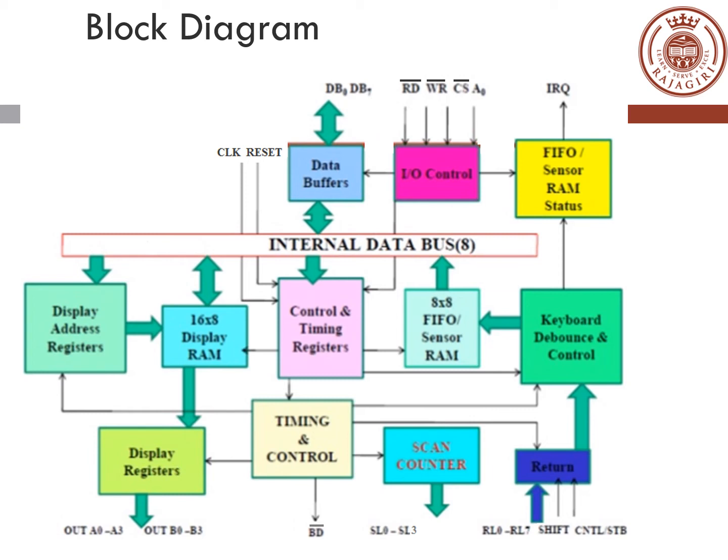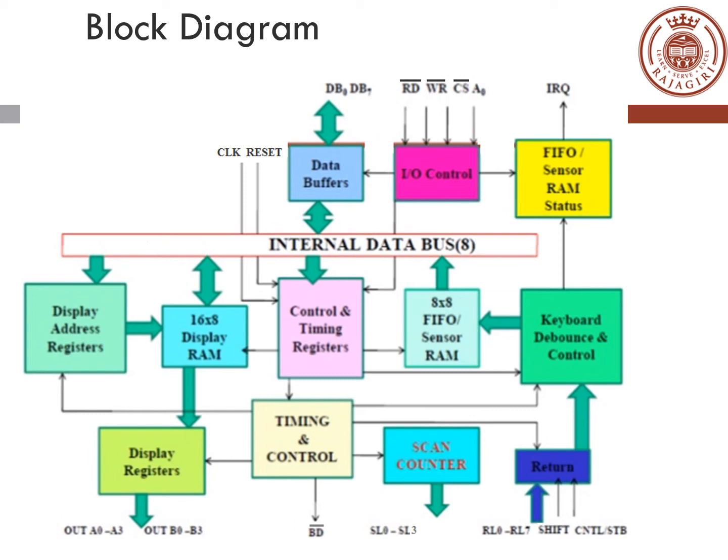So at the bottom, you can see the dark blue box, which is the return lines, RL0 to RL7, the 8 lines for the columns of the keyboard, the shift and control inputs from the keyboard, and they go to a keyboard debounce and control, which will decode which key was pressed and then store that value in the FIFO. When the FIFO has an entry or the FIFO gets full, the keyboard debounce control will signal the status bits on top, which is the yellow box.